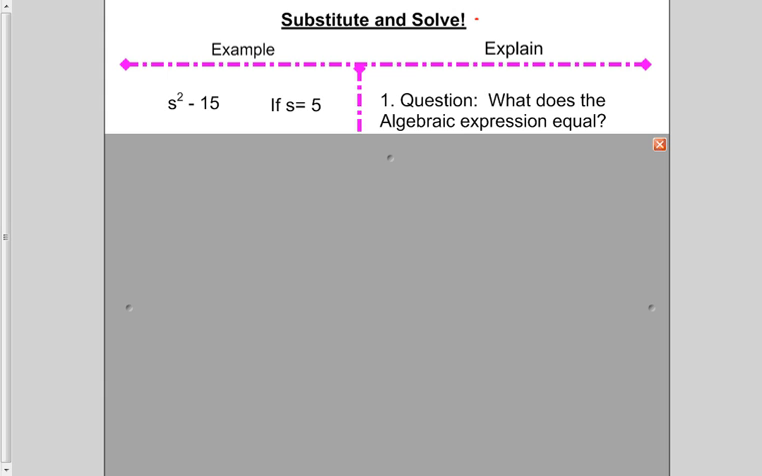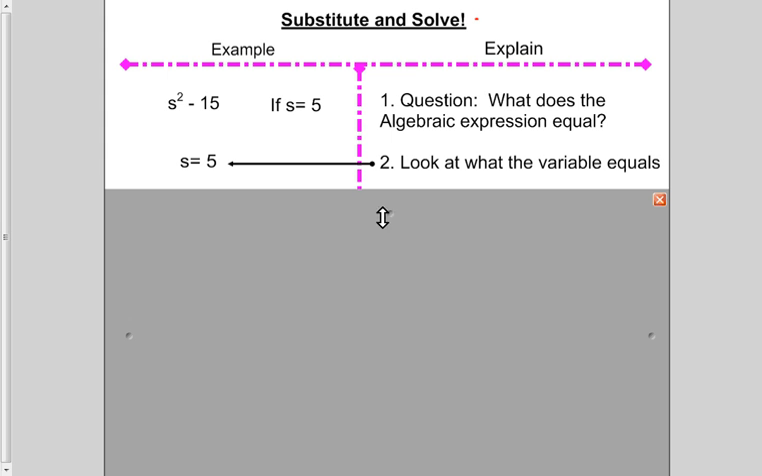All right, so we're going to make a T-chart for our notes today, and we're going to learn how to evaluate expressions. And the way that I like to remember it is substitute and solve. So here we have an expression, s to the second power minus 15 if s equals 5. They're going to tell you what the variable equals. Your job is going to be to figure out what that expression will equal if s is equal to 5. So again, right here we have our question, what does the algebraic expression equal?